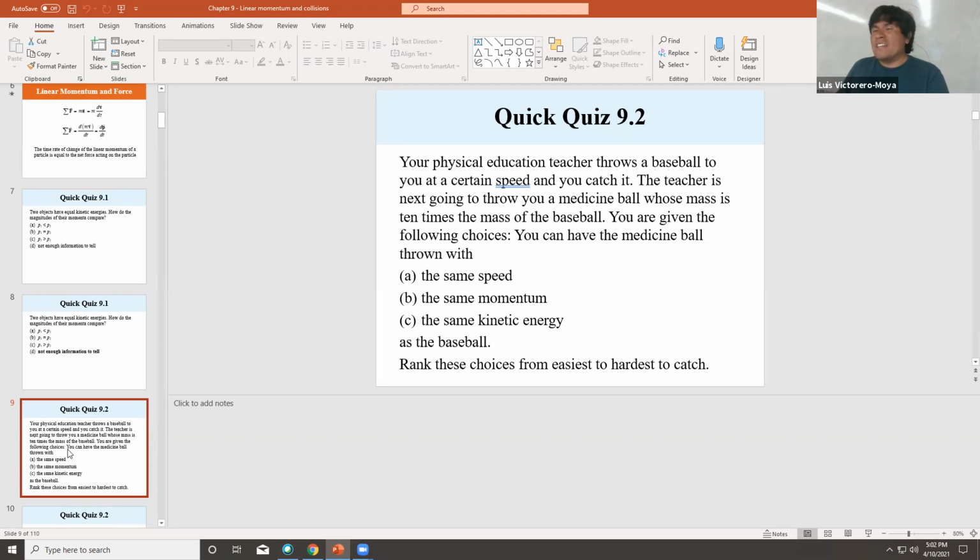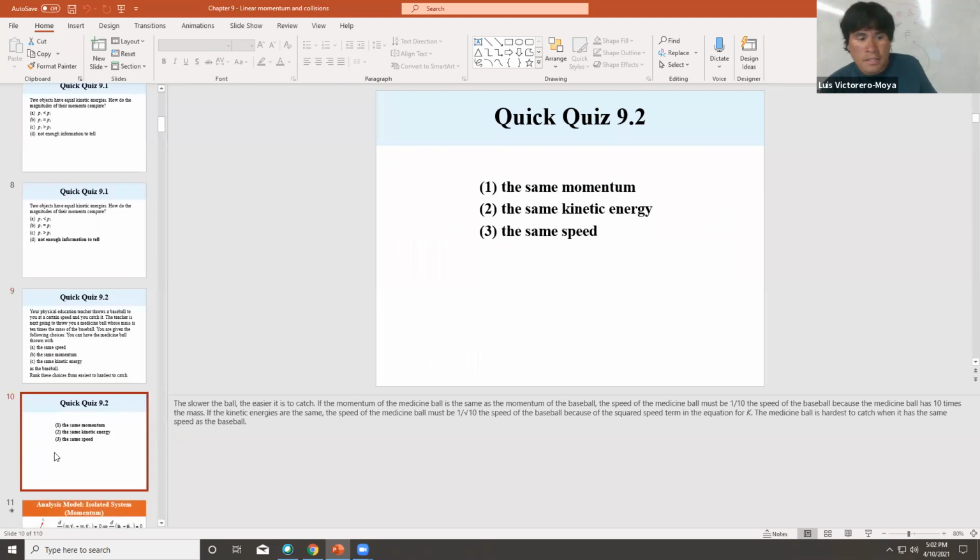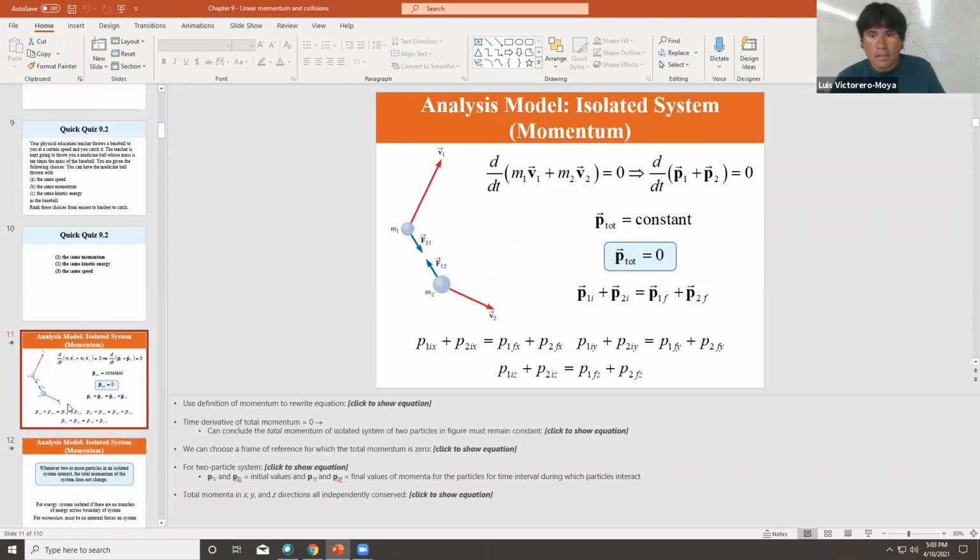What about the same kinetic energy? Similar, but it's more convenient with momentum. All right. So same momentum will be the easiest, then energy, and then obviously same speed. So that's that. We have already done that.